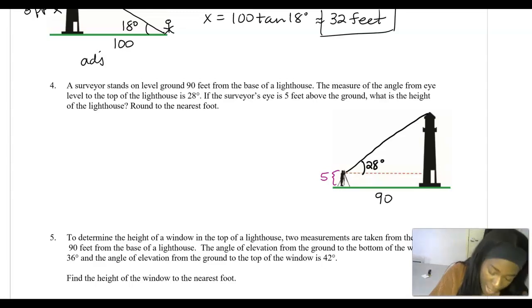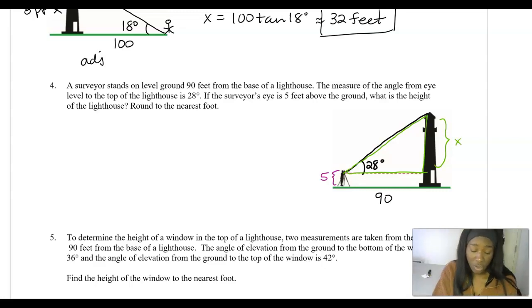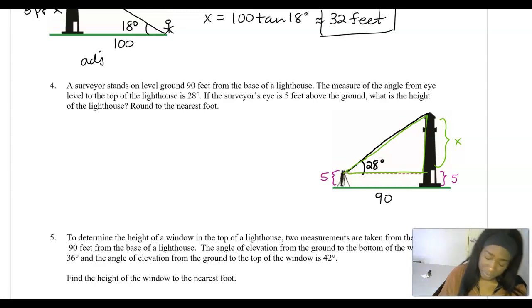So we're going to use this triangle that I'm outlining in green to figure out this vertical distance, which I'll call x. Once we have that, we're going to have to remember to add back in the 5 feet from the bottom to get the total height of the lighthouse. So let's work on solving that triangle first.